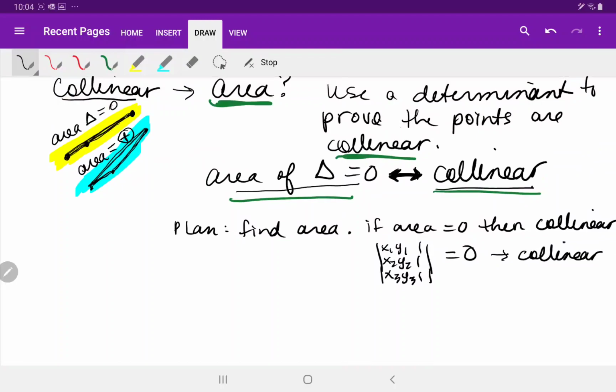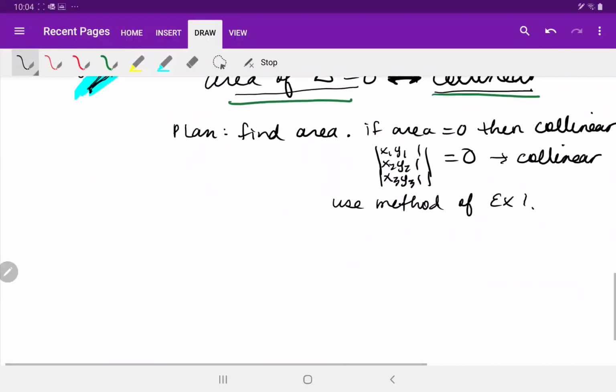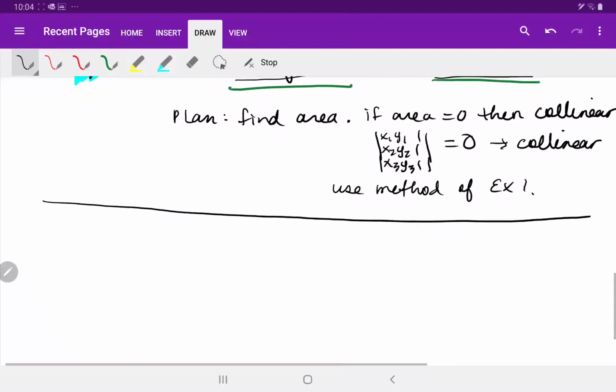So back to this one, I'm going to say use the method of example 1. Okay, that'll save us some time. Okay, so let's see our next one.